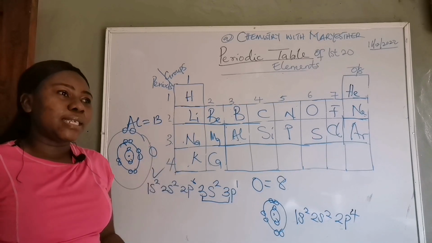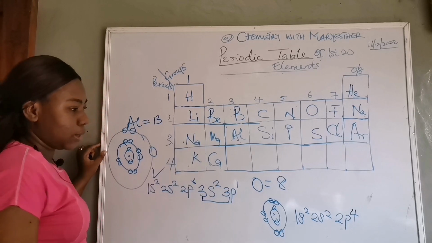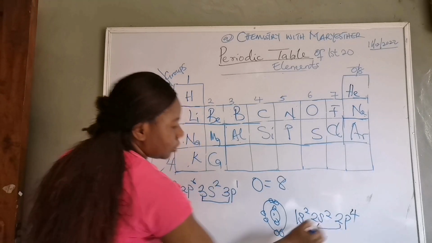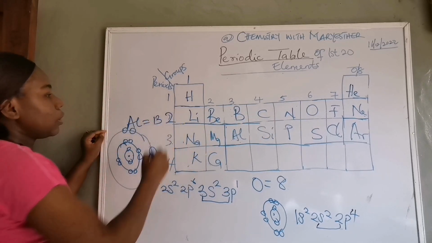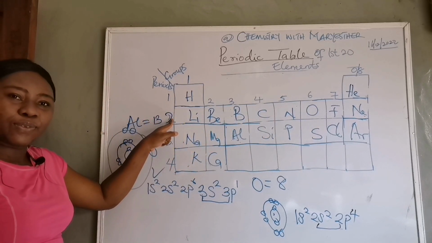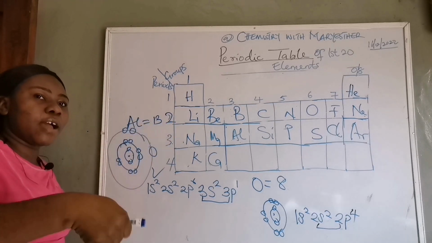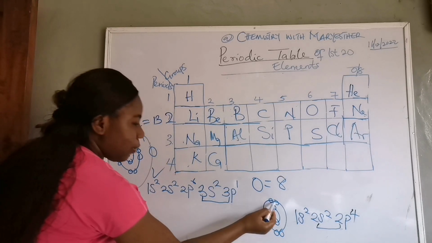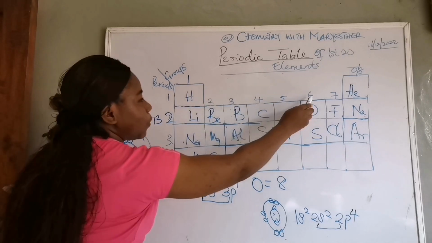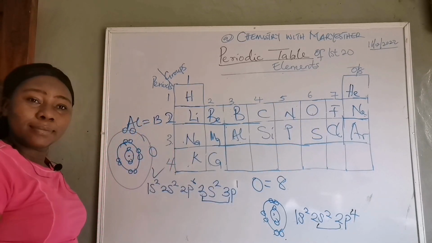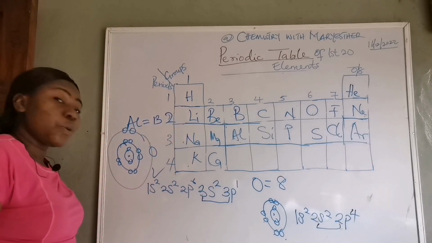Now, the question is, what period does it belong to? Period what? It counts the number of shell. You know, this is shell 2. That means oxygen belongs to what? Period 2. Now, how many electrons does it have in the outermost shell? 1, 2, 3, 4, 5, 6. Group what? 6. Using SPDF, it is 2 plus 4. It's what? 6.